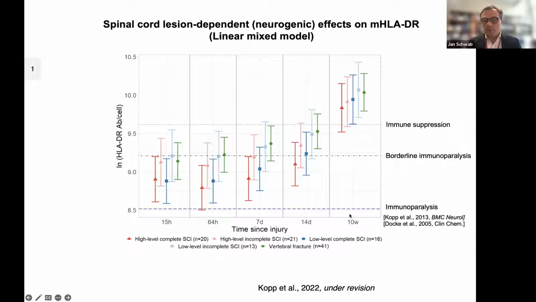So if you now look at these results over time, we look here early on the left side up to 10 weeks after spinal cord injury. And I would like to draw your attention to the red triangles versus the green. We can see, this is a logarithmic scale, that very early on the high level complete group in red is suppressed the most and actually remains suppressed compared to others throughout. And the nadir is about 2 to 3 days after a spinal cord injury.